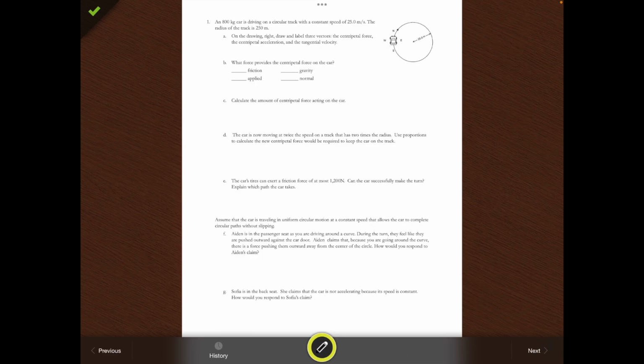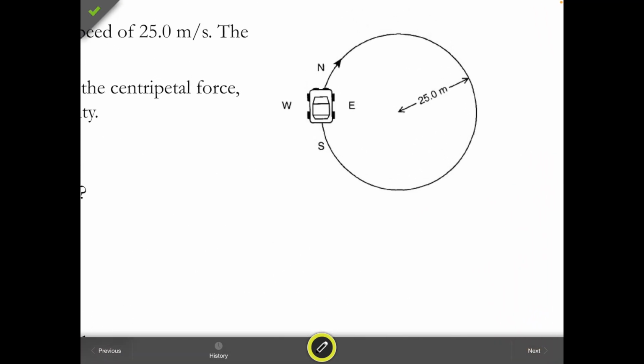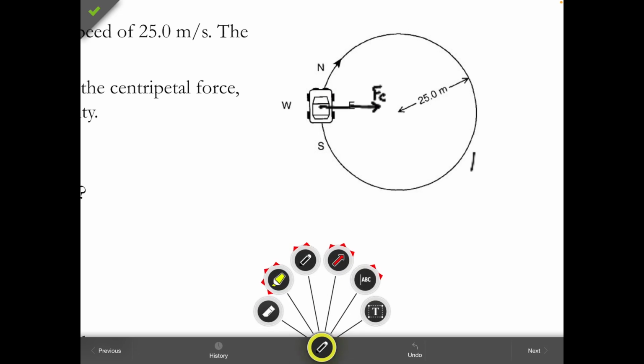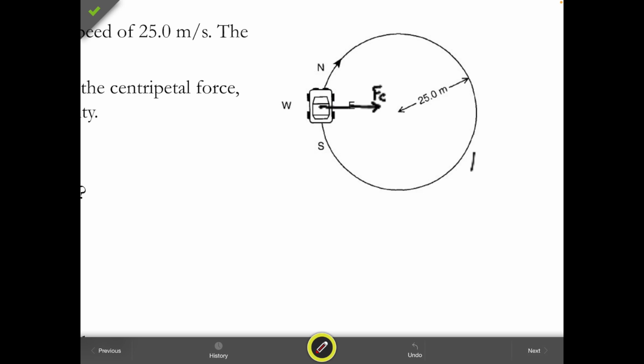So let's get started. In number one, we've got an 800 kilogram car driving on a circular track. It says to draw and label three vectors, one for centripetal force. And centripetal force should start at the car. And centripetal means center seeking. So I'm going to draw an arrow that points towards the center of the circle and label it FC. I need another one for centripetal acceleration. So I'm going to start at the car, draw another arrow, and label it AC, centripetal acceleration.